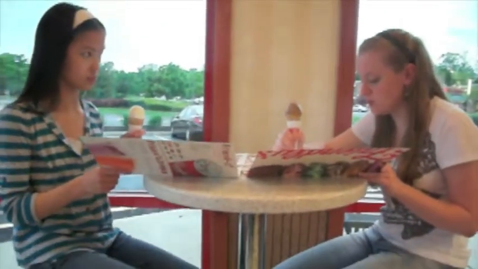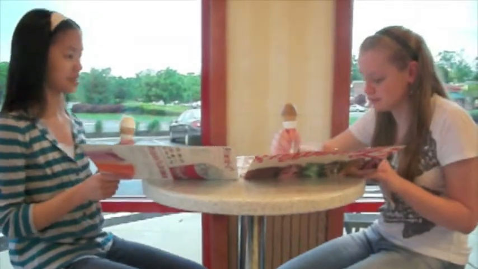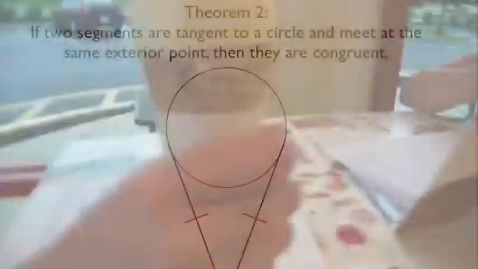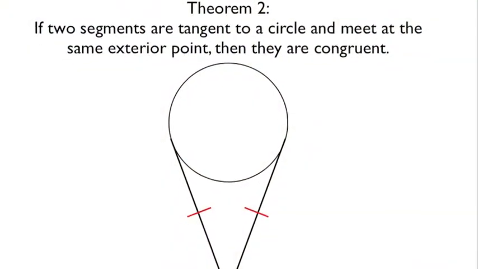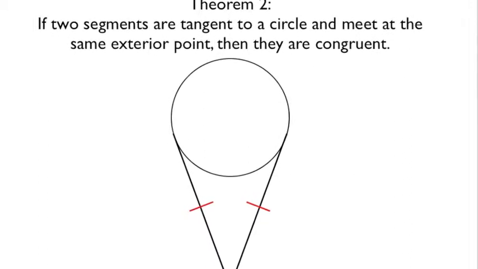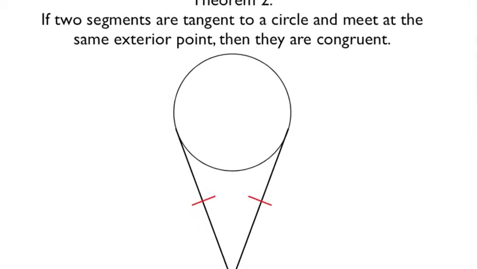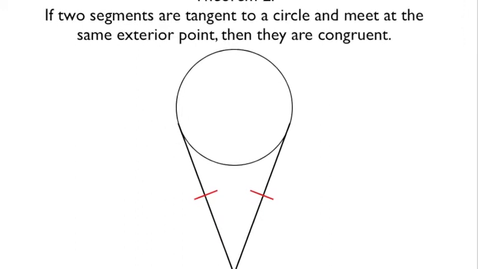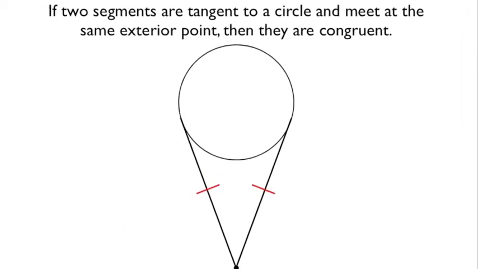Is that the one where you use equations? Yes. Here, look at my ice cream cone. If two segments are tangent to a circle and meet at the same exterior point, then they are congruent. We use this theorem in class to identify tangent lengths and variables.